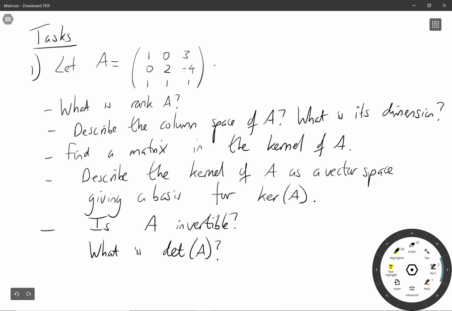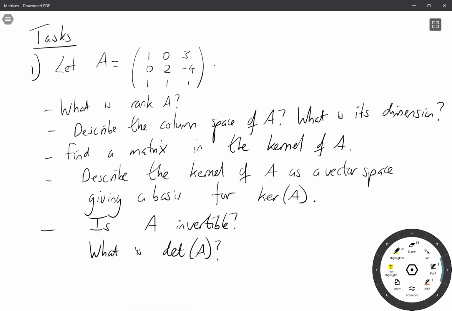So some tasks then. Let's suppose you're given the matrix A, that has 1, 0, 3 in the first row, 0, 2, minus 4 in the second, 1, 1, 1 in the third row. What is the rank of A? You can think about the column rank or the row rank, and we know they're the same. What is the rank of A?